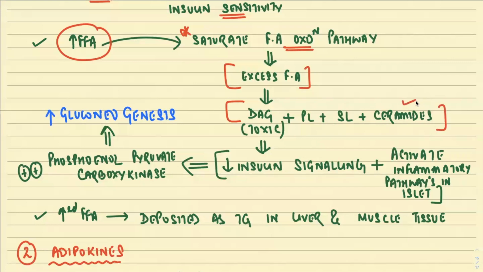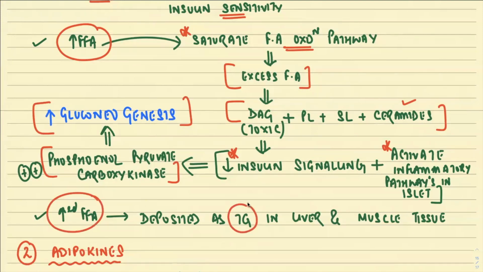And these are toxic and they are going to affect the normal insulin signaling, leading to a decreased insulin signaling, and they will also activate some inflammatory pathways in the pancreas. Ultimately, they will stimulate the phosphoenol pyruvate carboxykinase, leading to an excessive gluconeogenesis. Ultimately, an excessive amount of blood glucose level will be there. So increased free fatty acids are also deposited as triglycerides in the liver and the muscle tissue.